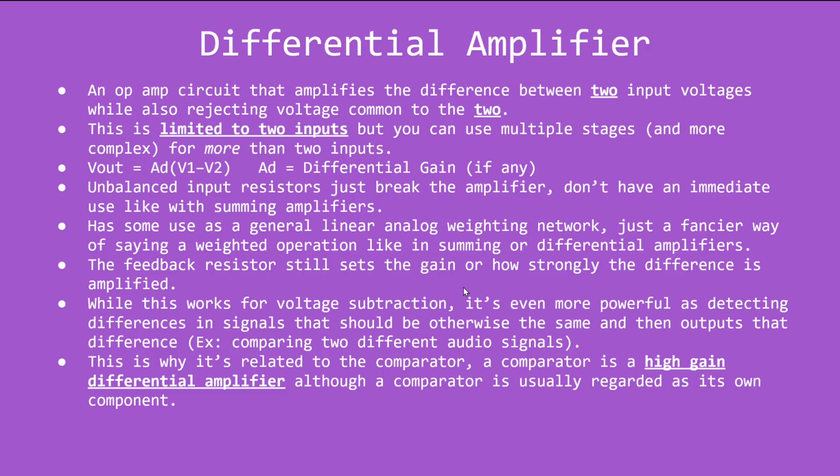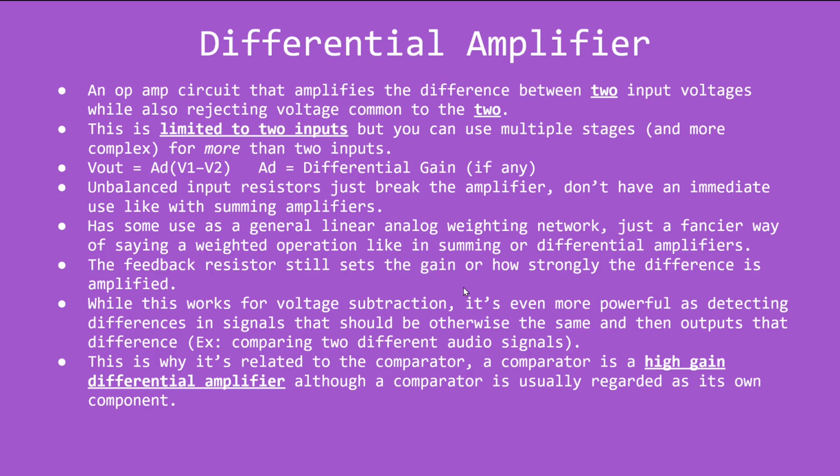You want to balance the input resistors. You want to make them the same value, or it basically breaks the purpose of this amplifier. It doesn't have quite the same value as weighting with the summing amplifier. It might have some use as a general linear analog weighting network, which is really just a fancier way of describing a weighted operation. The feedback resistor still sets the gain, or in this case, how strongly it amplifies the difference.